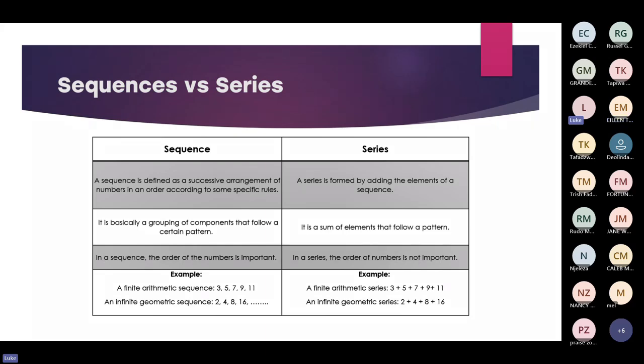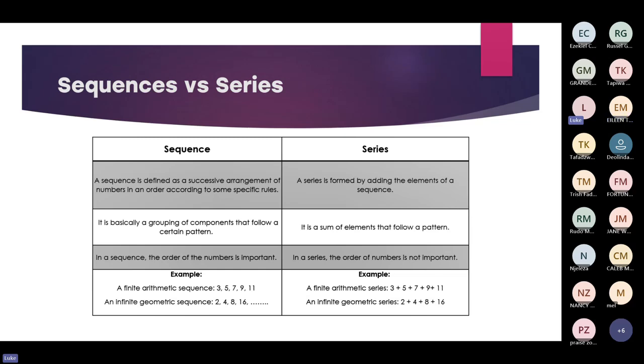A sequence is basically a grouping of components that follow a certain pattern. Like we have said, we're talking about a common difference of 2, 2, 2, 2, so it's following a certain pattern. And then a series is the sum of elements that follow a pattern. In a sequence, the order of the numbers is important, like I said from the first slide. Either it is increasing or decreasing, with the common ratio in between. In a series, the order of numbers is not important because we are just adding those numbers.